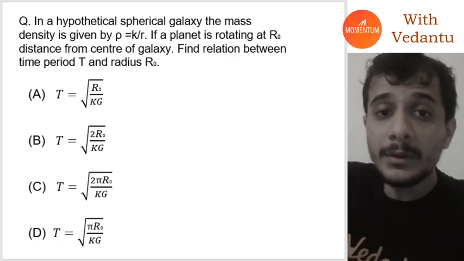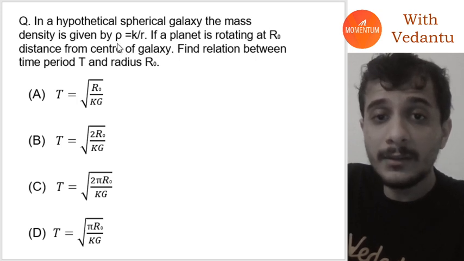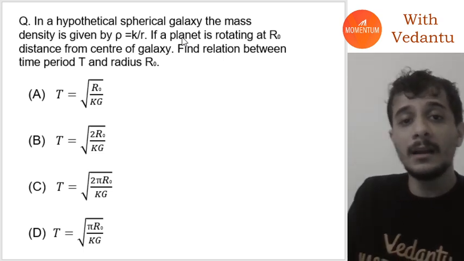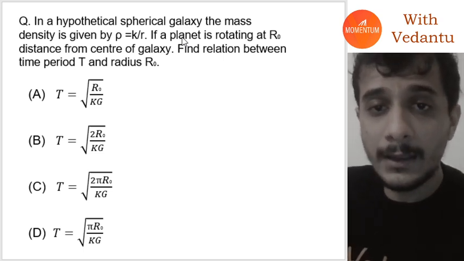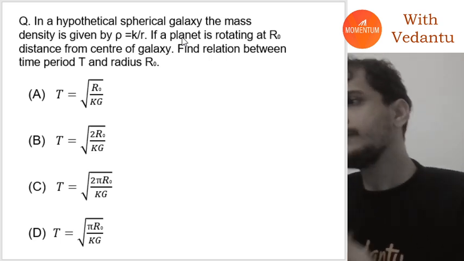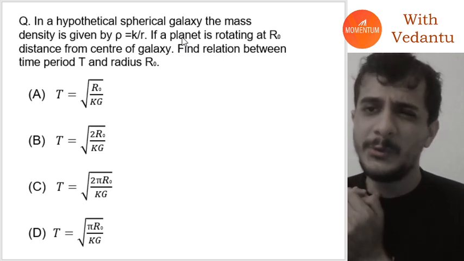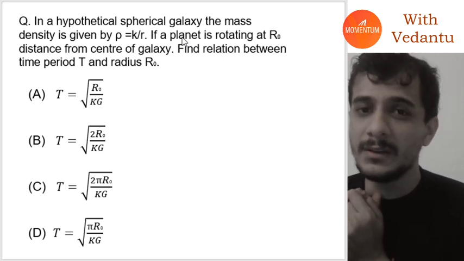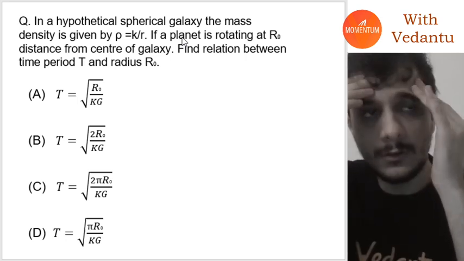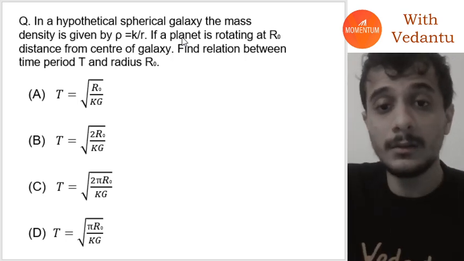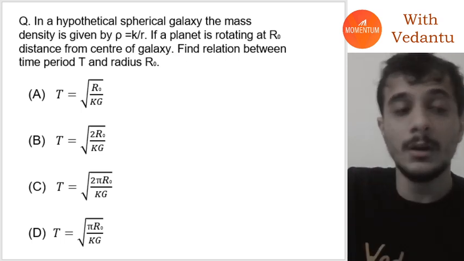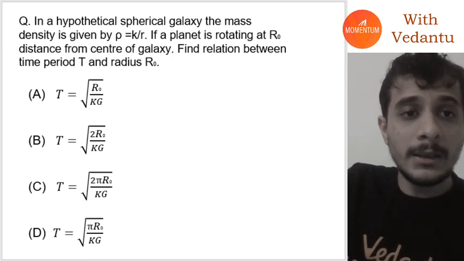I have a hypothetical spherical galaxy of mass density rho is equal to k by r. Now, if a planet is rotating at a distance r naught from the center of the galaxy, find the relation between the time period and the radius r. Now, this is one of those few questions which is not going to be very easy. This question requires a little bit of conceptual knowledge. You will need to integrate here, and a lot of steps to be taken before we reach the solution.